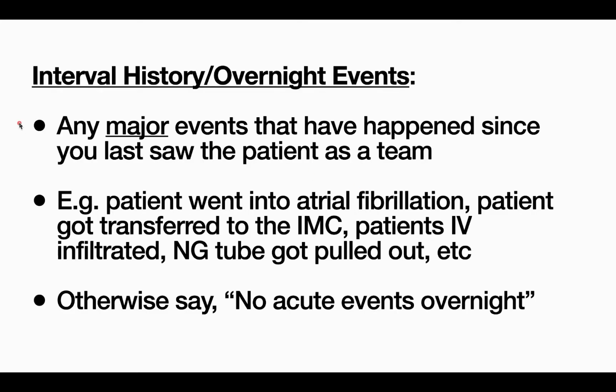Then the next step is to list the interval history or overnight events. And the key here is these are major events that happened since you guys last saw the patient together as a team. So it's not, oh, they maybe had a bad dream last night, or they didn't like dinner, right? These are really big, significant events. Patients being transferred to higher levels of care, certainly, maybe issues with some of their lines or tubes or drains. But a lot of the time, right, the default is there's probably not going to be some major overnight event. So it's just fine to lead with "no acute events overnight."